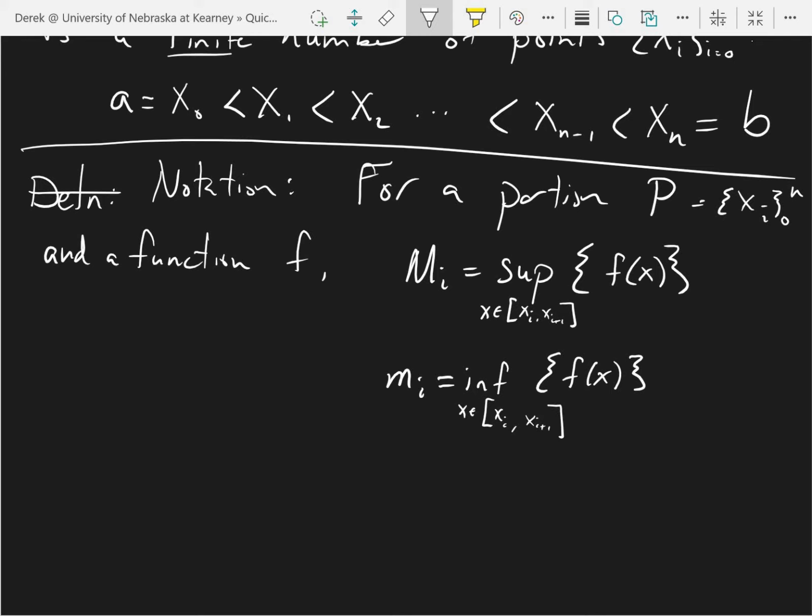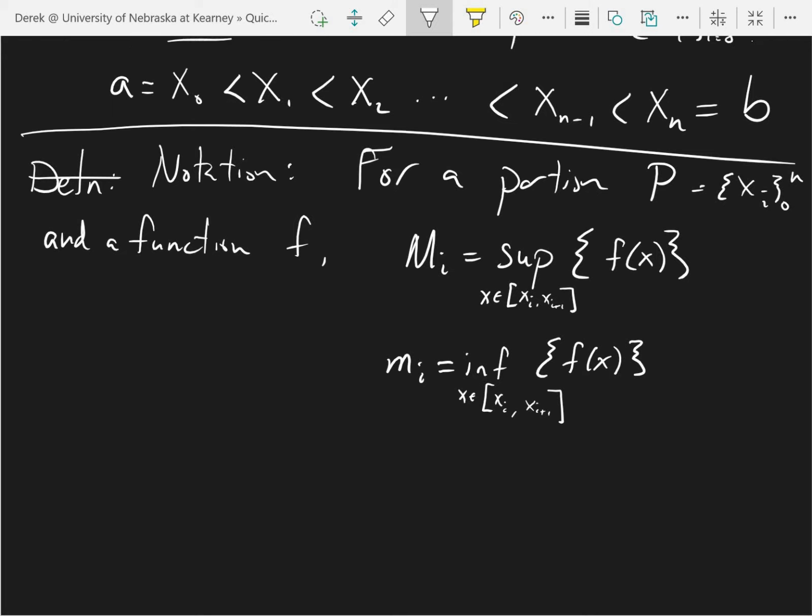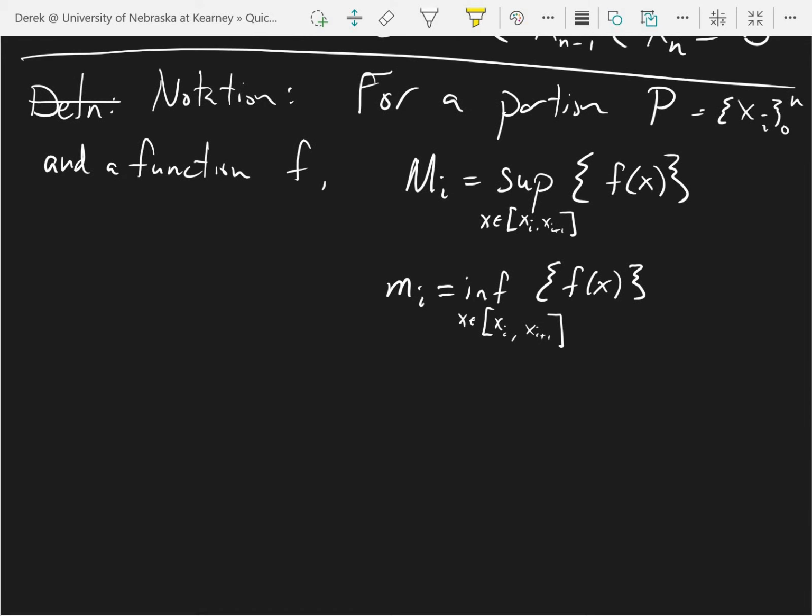Okay, so these aren't left-hand endpoints or right-hand endpoints, they're the maximums inside the rectangles and the minimums inside the rectangles. Well, supremums and infimums, the maximums and minimums might not exist depending on what our function f looks like. Okay.